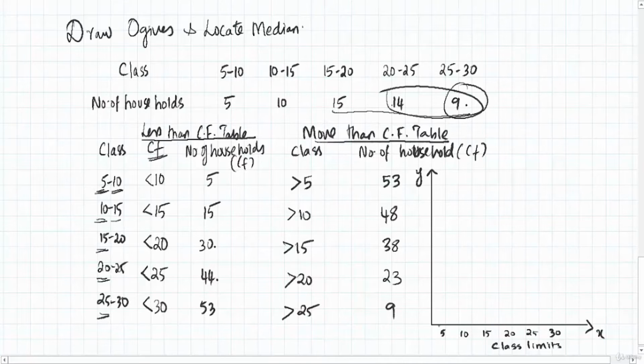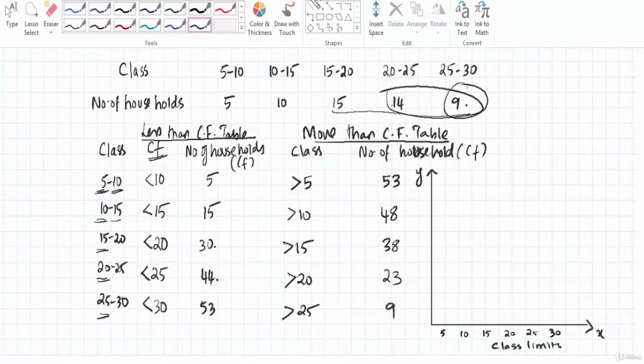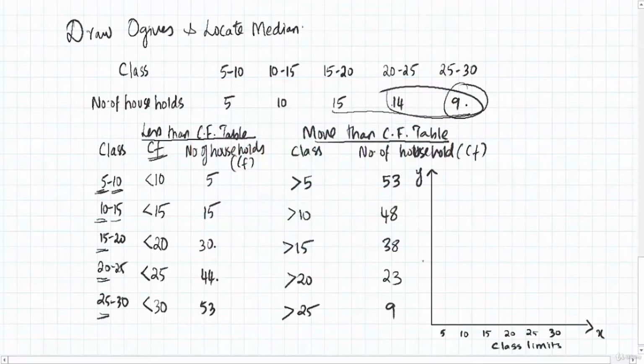And we should capture the frequencies here, right? Let me change the color to highlight that. So the frequencies range from 5 to 53. I'll capture it like this: 5, 10, 15, 20, 25, 30, 35, 40, 45, 50, and I'll take it up to 55.